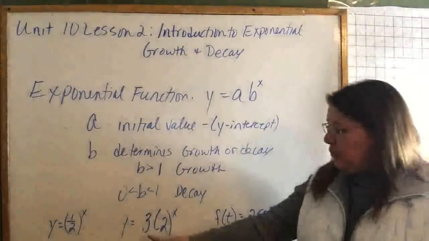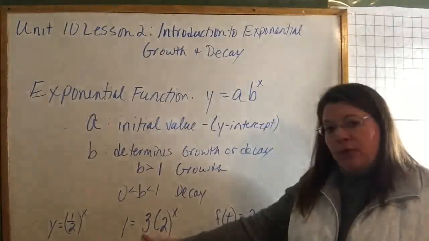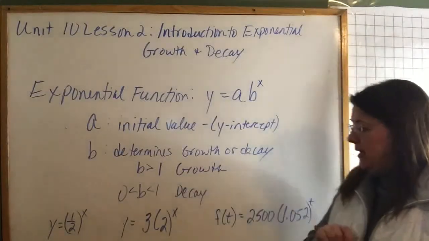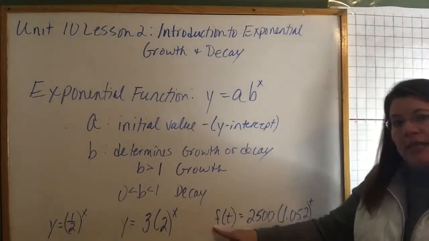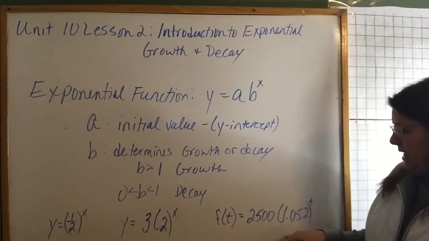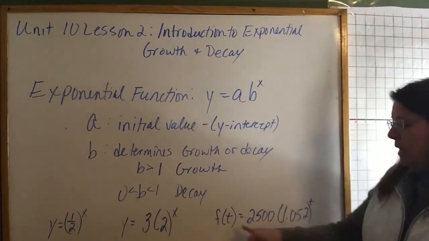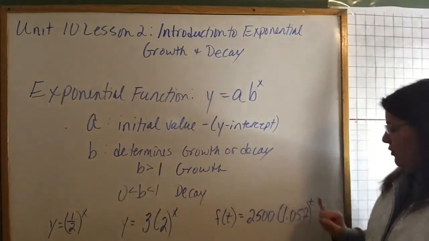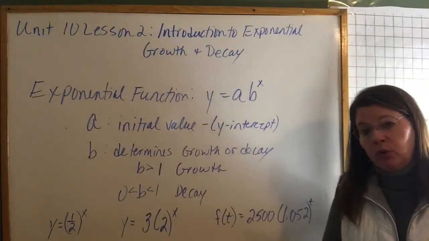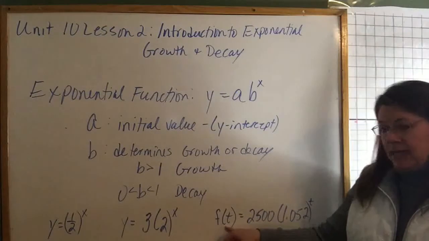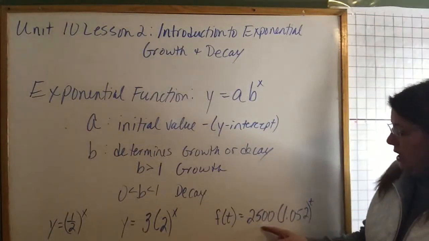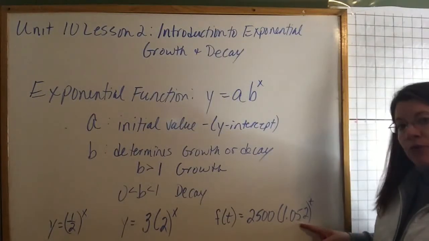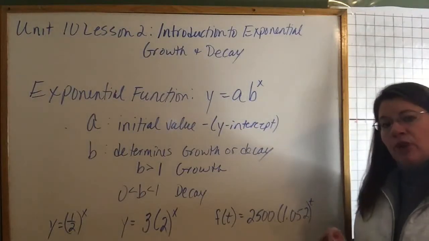Looking at this one, 3 times 2 to the x, my y-intercept would be 3. This is a growth problem because your b value is greater than 1. Here's another one. It's written a little differently. F of t equals 2500 times 1.052 to the t power. Here we have t and f of t. So instead of using x and y, they're using t and f of t. T is understood to be your x variable, your independent variable, and f of t, your y value. And so here the a is 2500 and the 1.052 determines growth or decay, and in this case it will be growth because it's greater than 1.